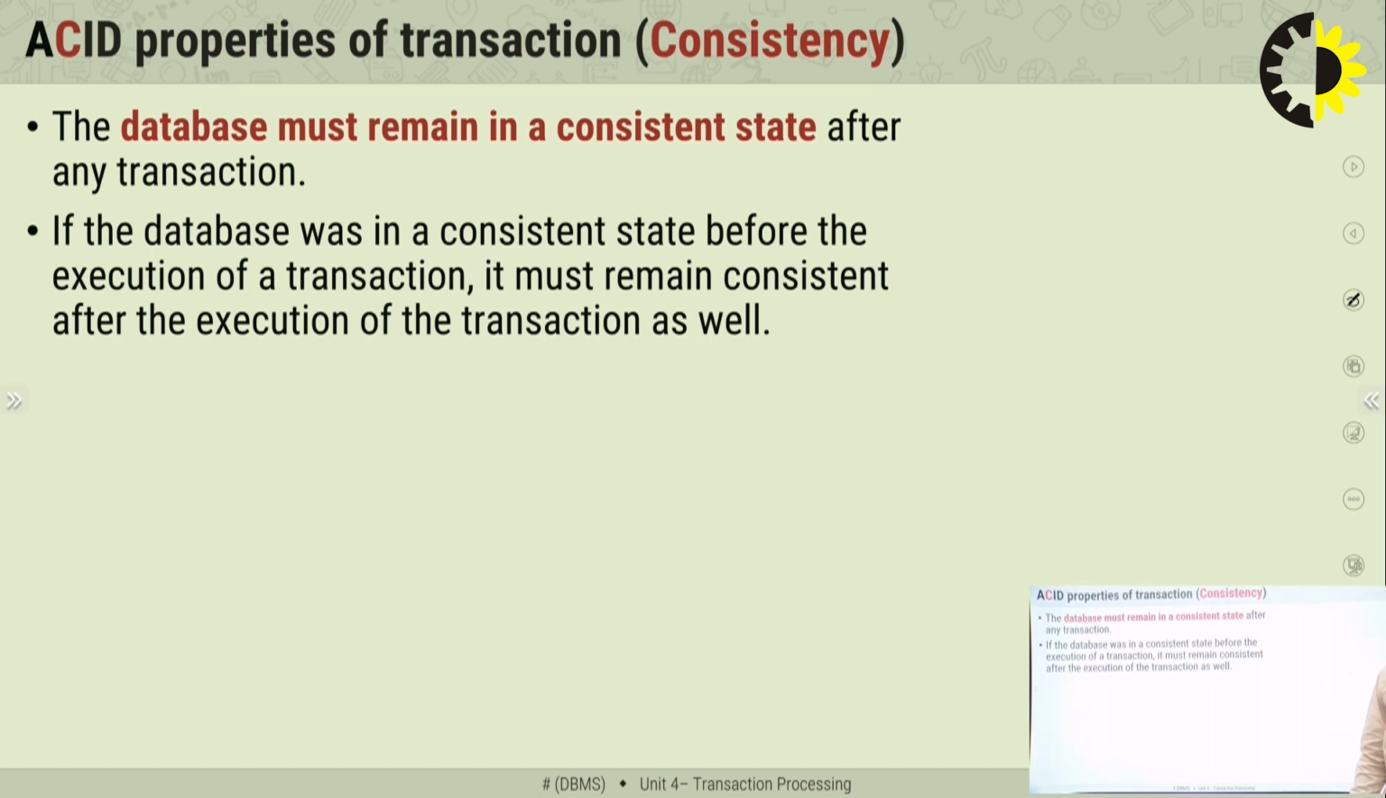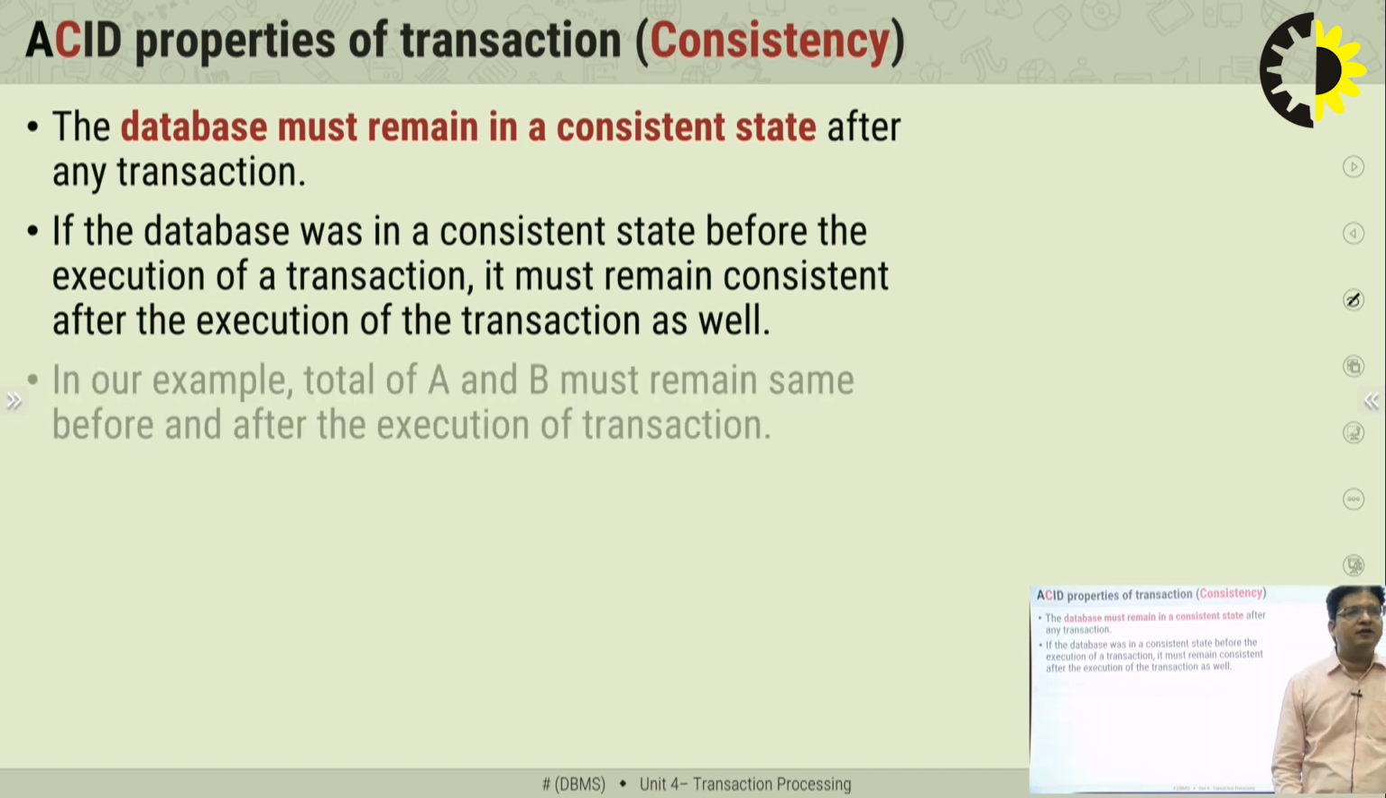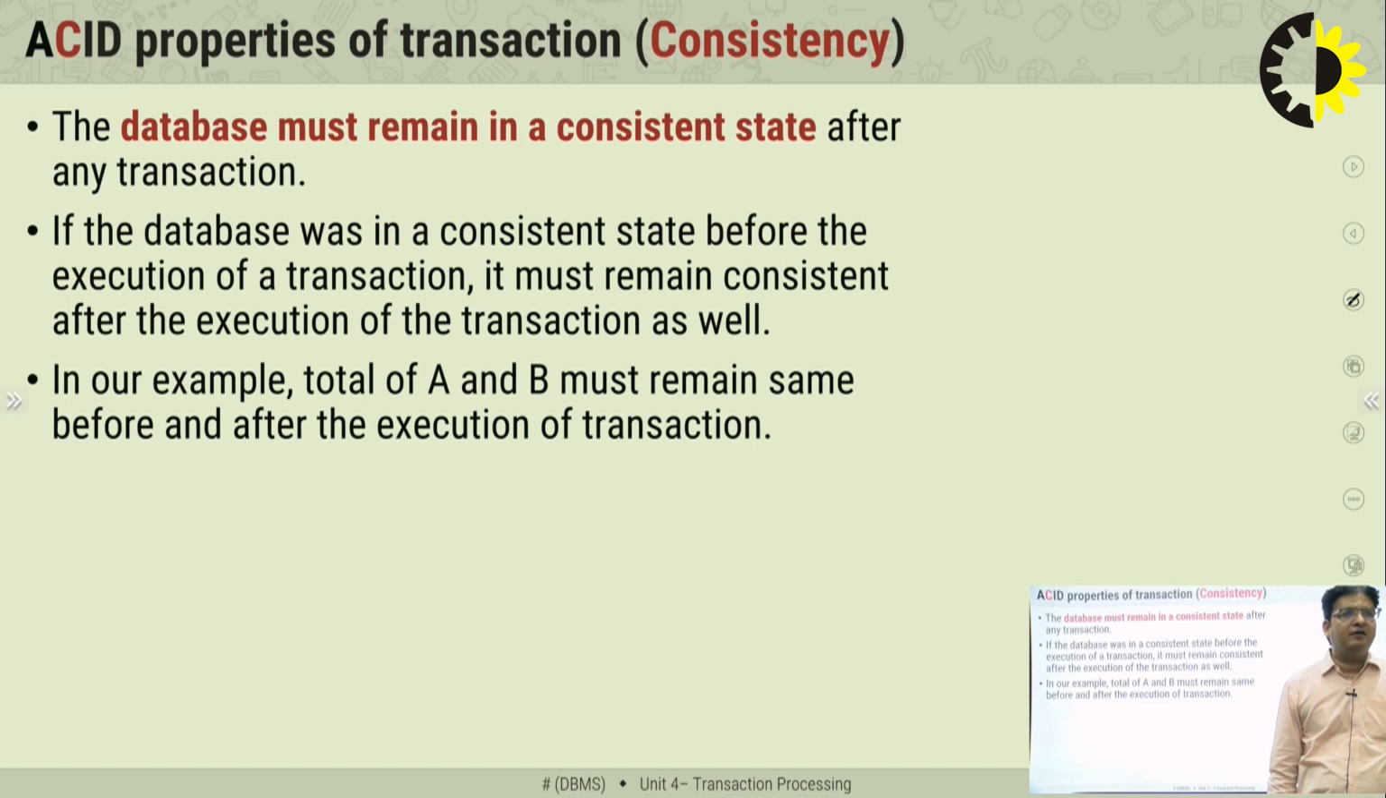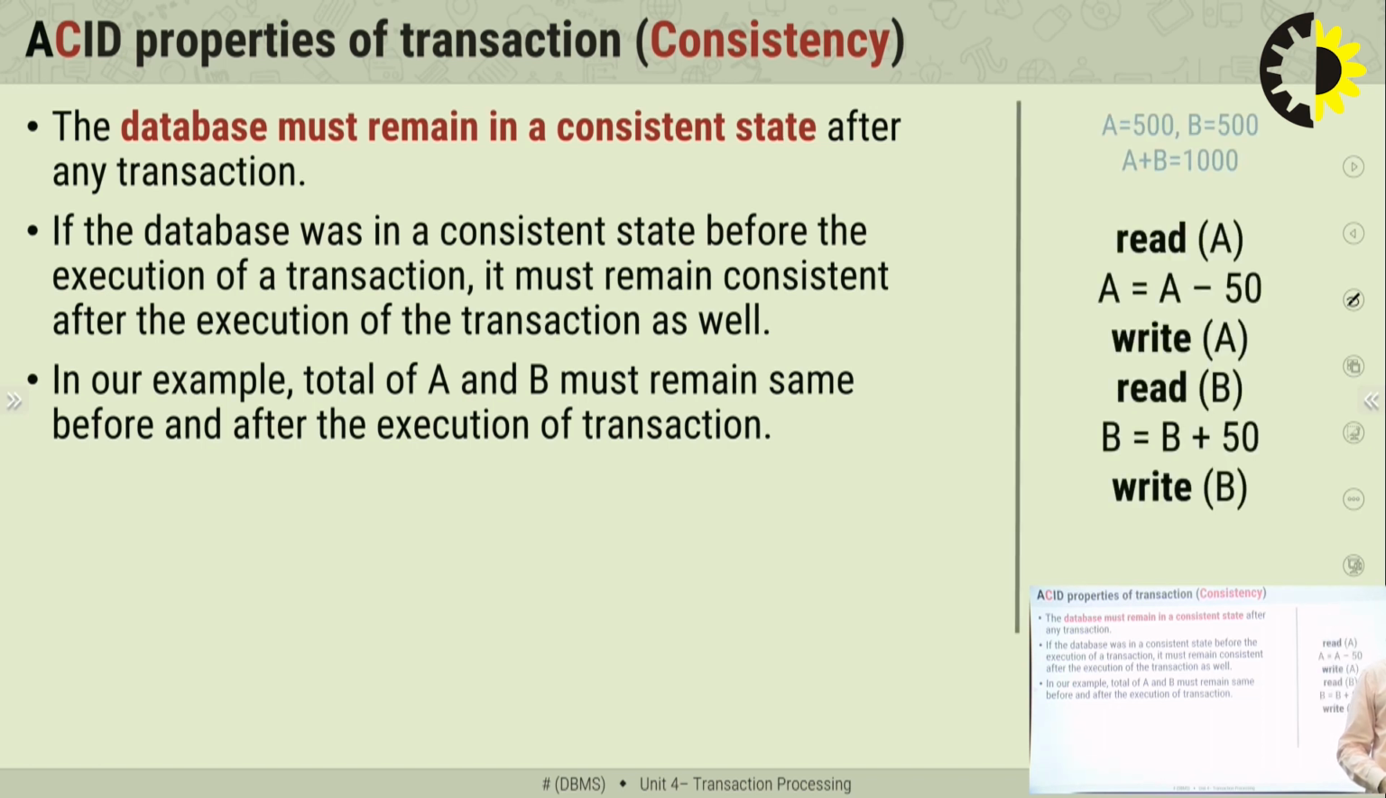That is, what is consistent state? Consistent state means the database must remain in correct state after the transaction as it was before the transaction. In our example, where we have deducted rupees 50 from account A and transferred it to account B, thereafter the total amount must remain same before the transaction and after the execution of transaction.